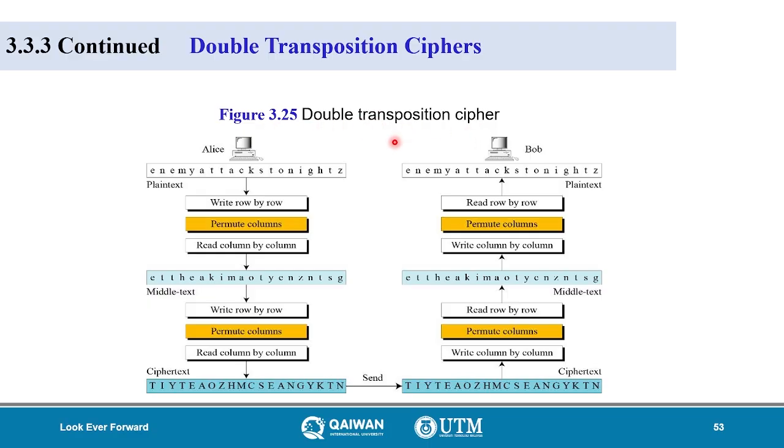The previous one was only a transposition cipher. Now this one is double because it would be permuted two times. And then again, what you did here should be reversed: write column by column. Here it was read column by column. No, here it would be write column by column, then permute the columns, read row by row, and then the middle text. Then do the same process, and you will get your ciphertext.